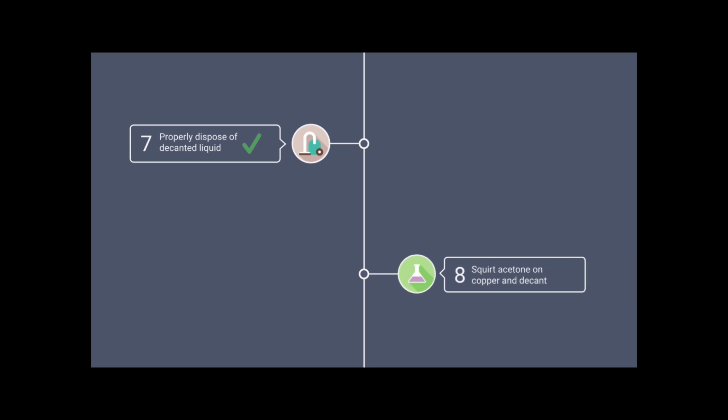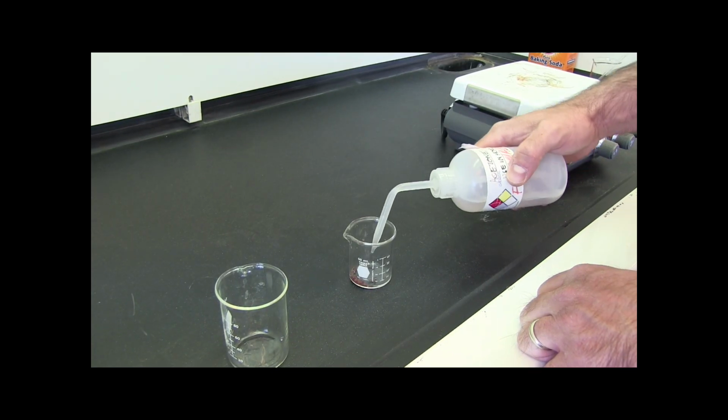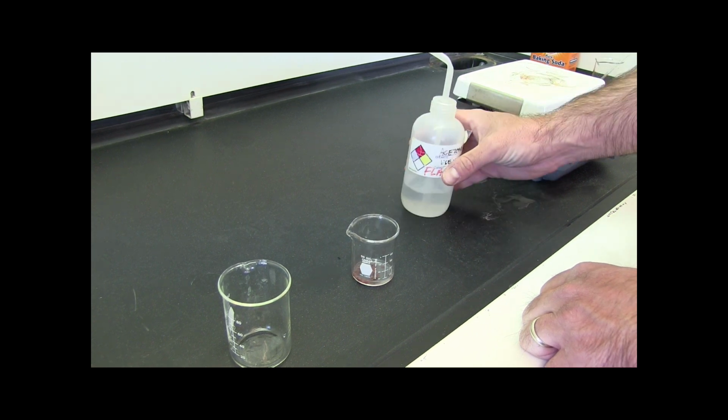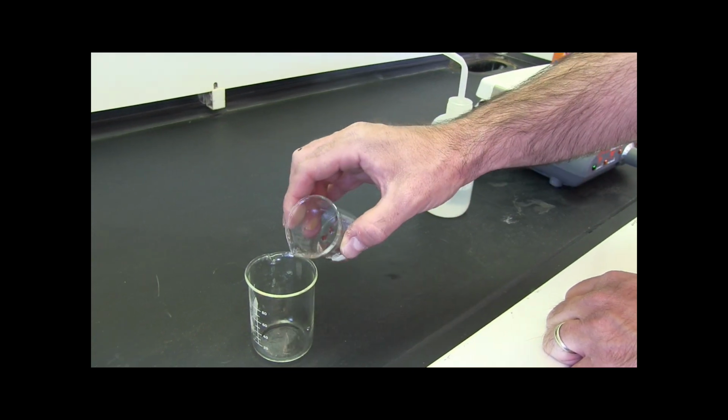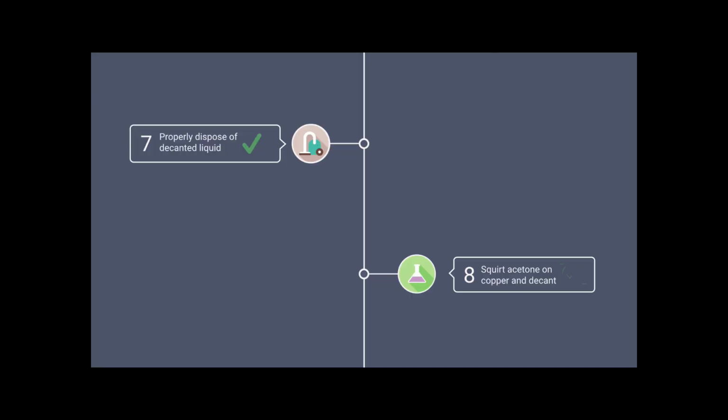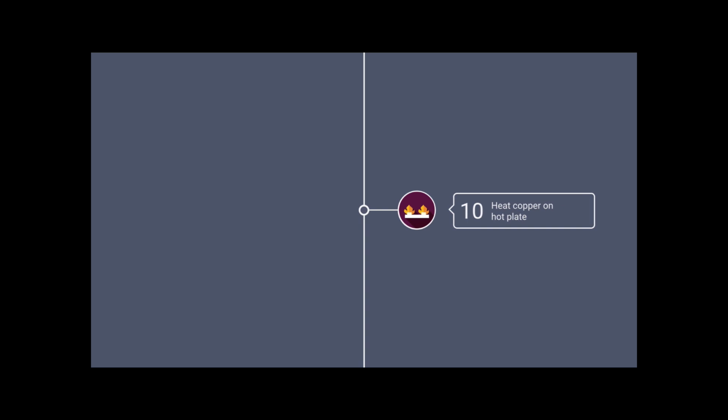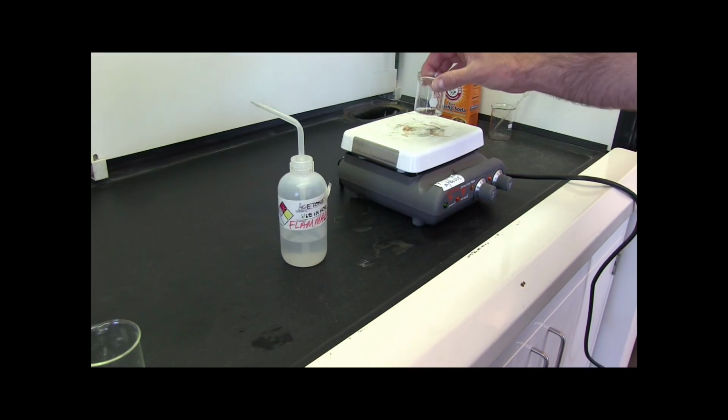So squirt some acetone into the beaker with our solid and then decant it. To finish drying the solid, place it on a hot plate. Your teacher will have set the hot plate to the proper heat settings, so you don't need to worry about turning any one of those dials. Heat the beaker for about 5 minutes to make sure your copper solid is completely dry.